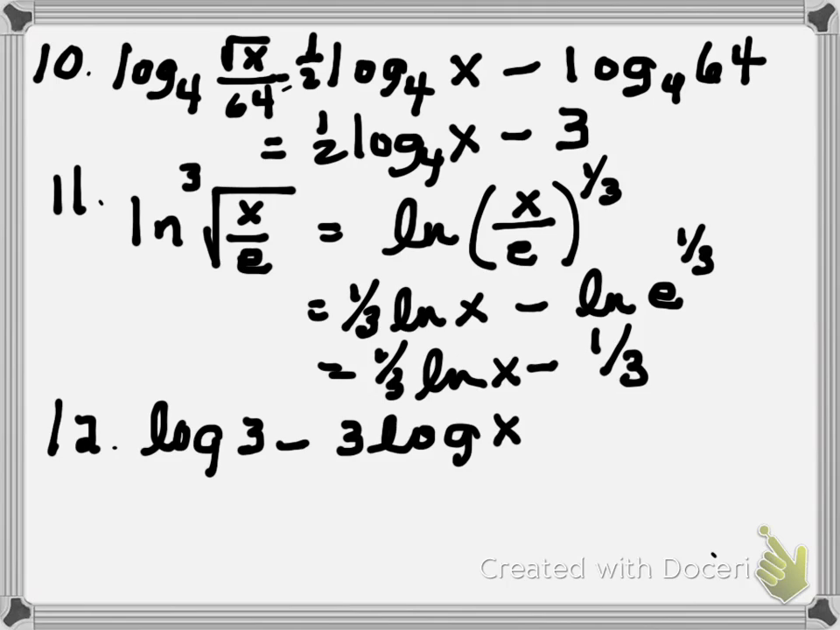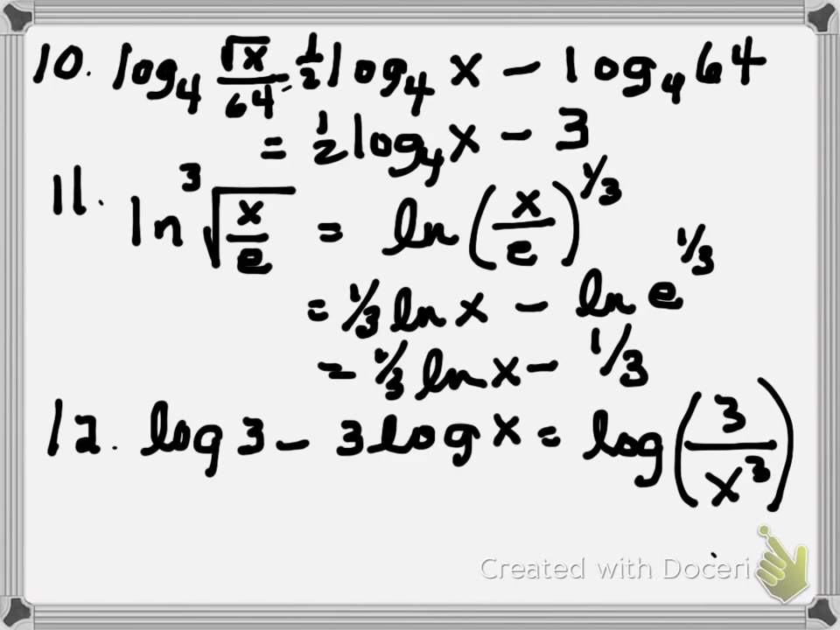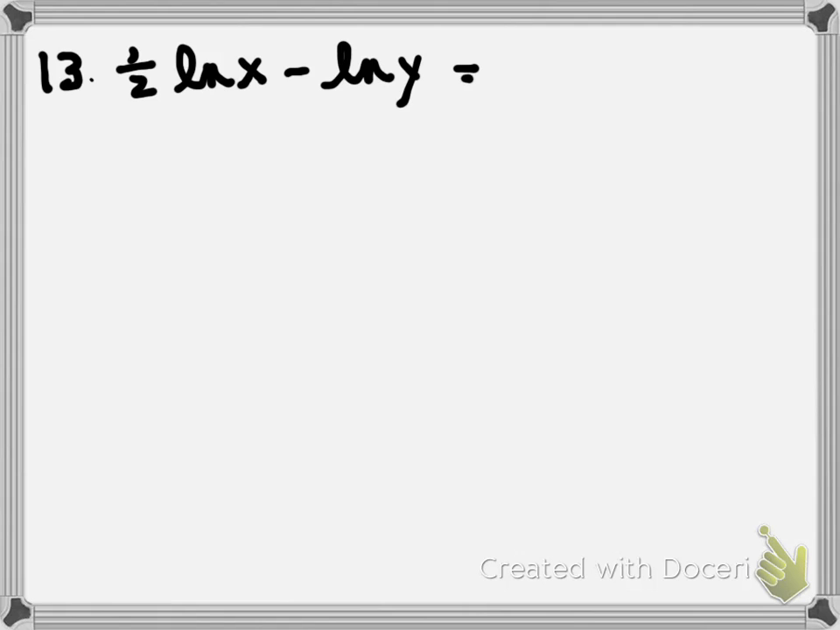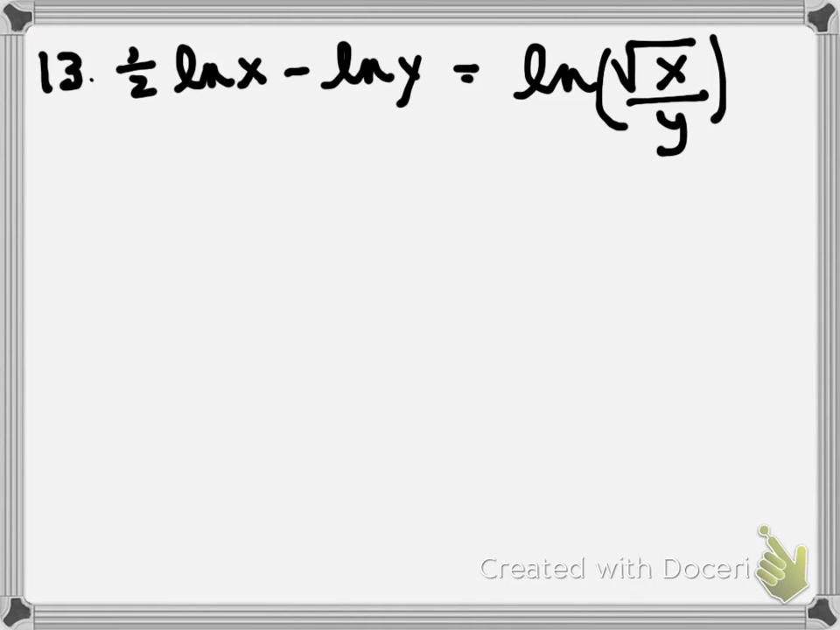In condensed form, because it's subtraction, this must have been the log, common logarithm, base 10, of 3 divided by, and then the power rule, x to the third. And make sure that you have parentheses around 3 over x to the third. By the power rule, we have the square root of x, and then because it's subtraction, it would be divided by y. And again, put parentheses around the square root of x over y.